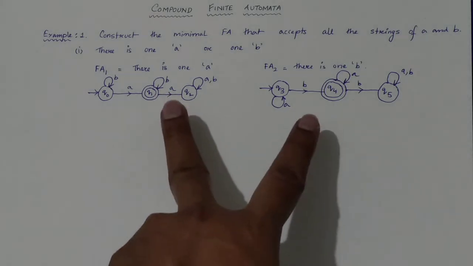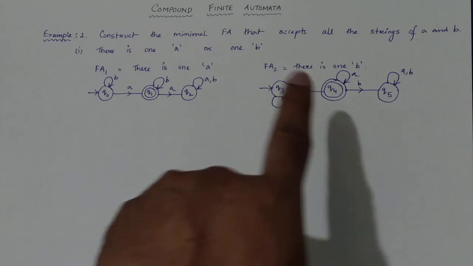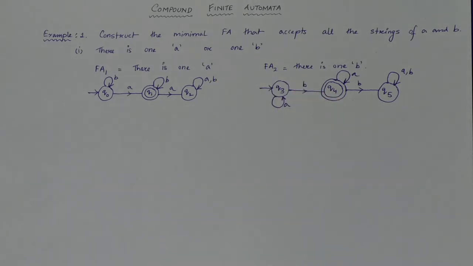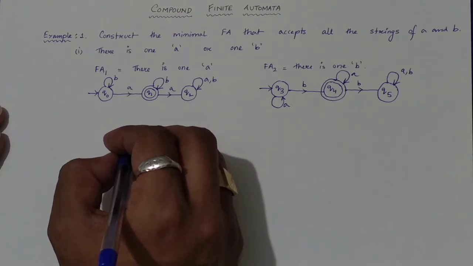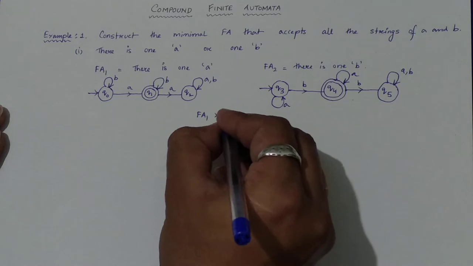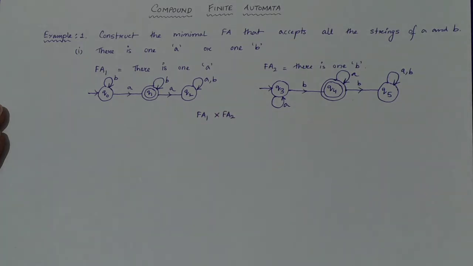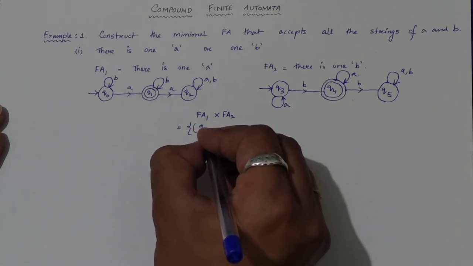Now we have two finite automata. One is considering there is only one A, and the other considers there is only one B. Now I have to do the compound automata, which is also known as the normal product or cross product. How to do this? FA1 cross FA2. What will be the states? What will be the ordered pairs? One will be Q0, Q3.